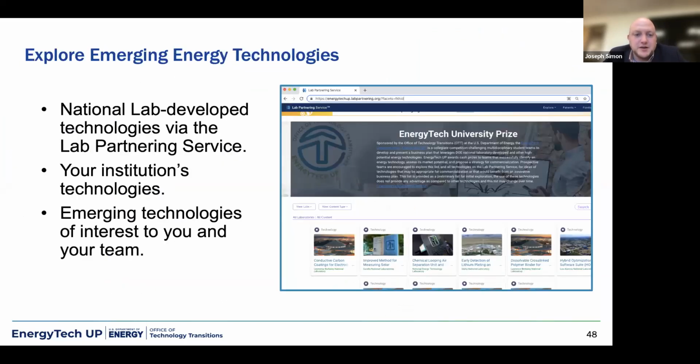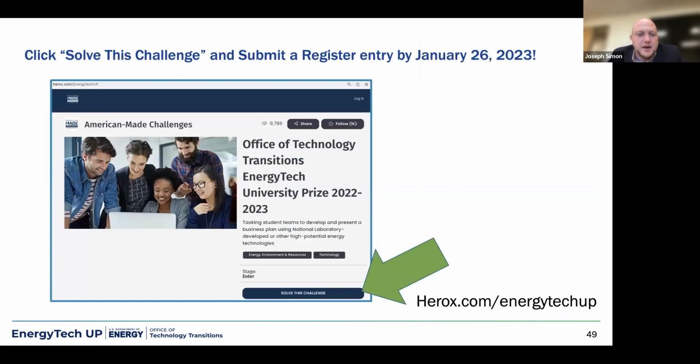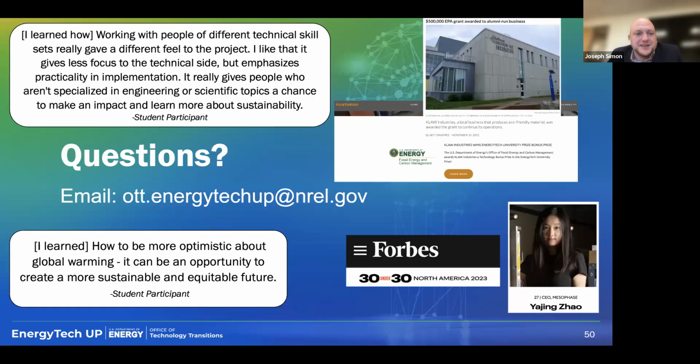Once you have some interest, do explore that lab partnering service page and highlight some of those areas. As noted, you're more than welcome to try to press that contact button and see if a national lab will respond. They're under no obligation to do so, but we have had many respond successfully and have great participation in the past. So please do think about that if you want to click that contact button. Once you're ready, click Solve This Challenge and then work to submit a register entry by January 26th, 2023.